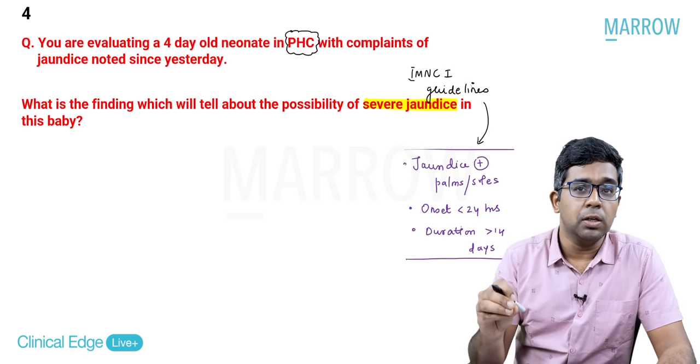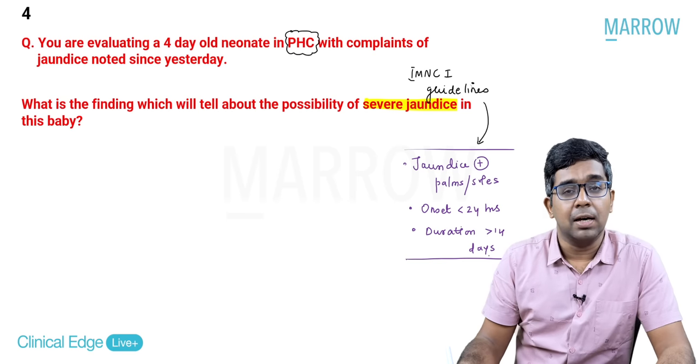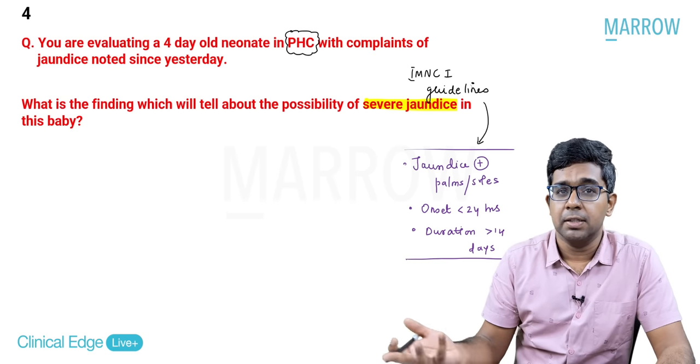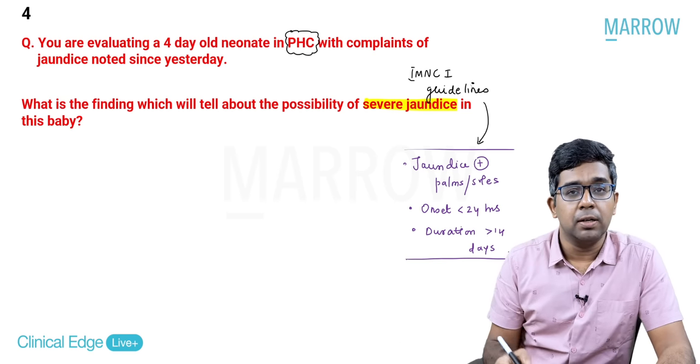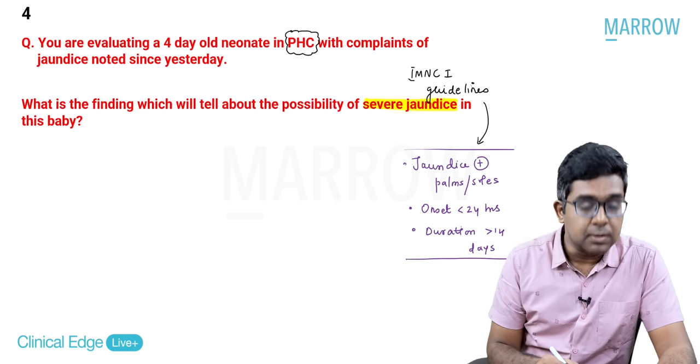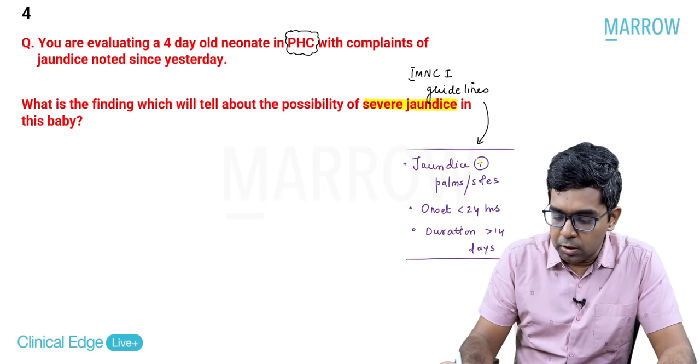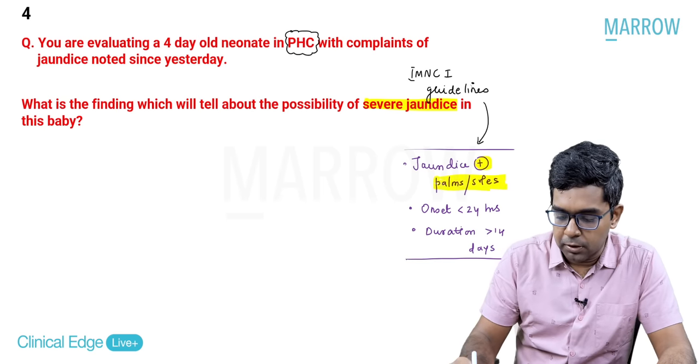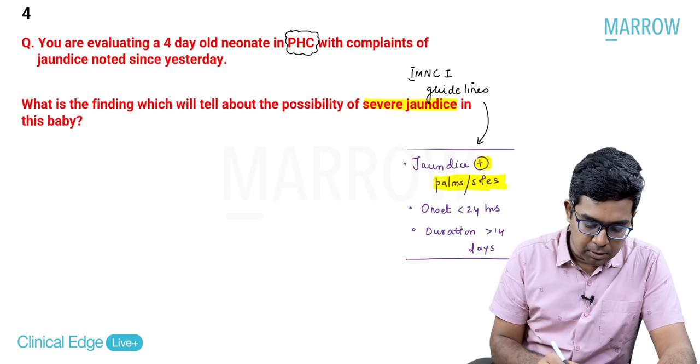Second thing, the baby is only 4 days old. So I cannot use the last criterion, which is duration more than 14 days. That cannot be used. So what is the only criterion I am going to look for to tell that it is possibly a severe jaundice? It is jaundice present in the palms and soles. I'm able to follow this. Okay, right? Jaundice present in the palms and soles.